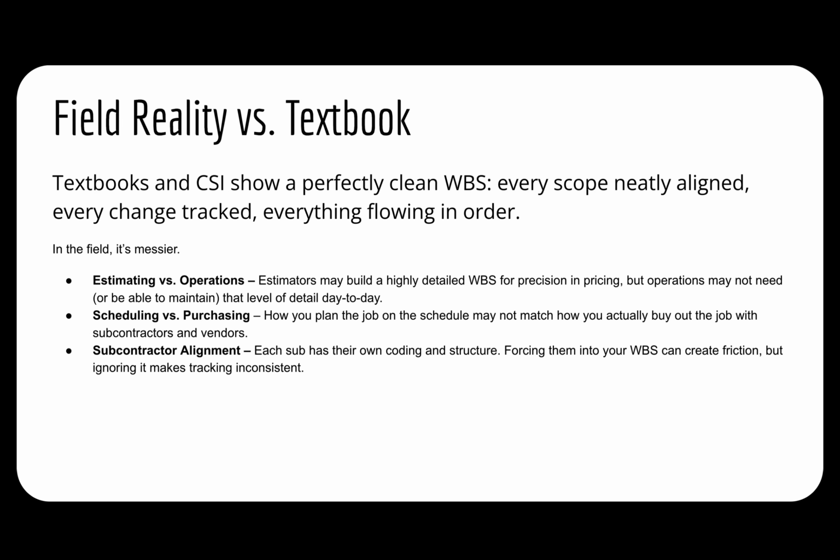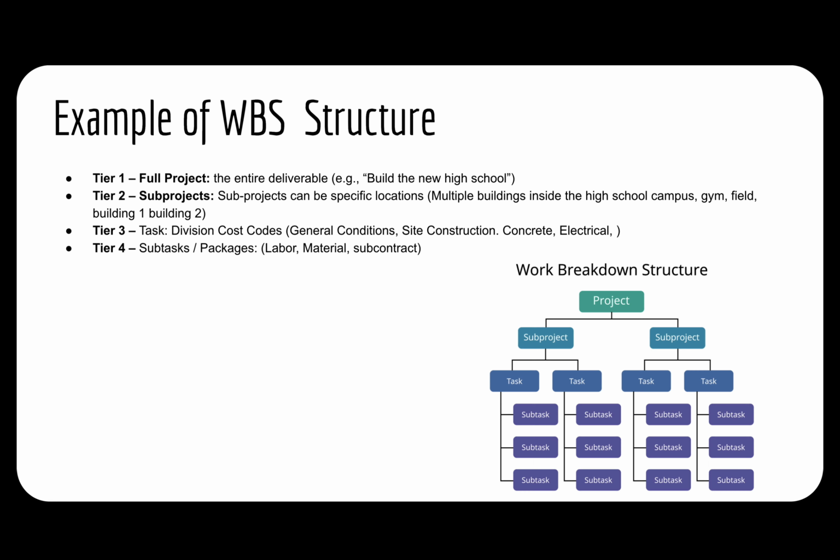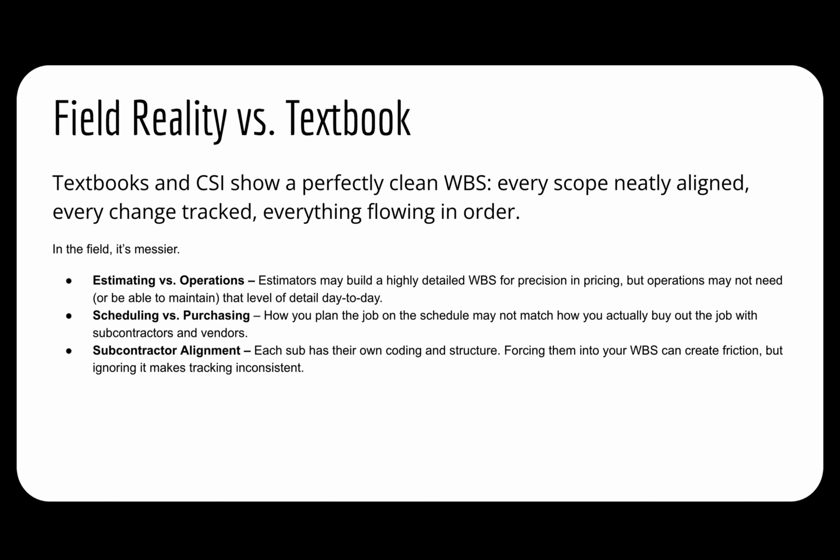This is where things get a little bit messy. In the textbooks, the CSI codes, WBS structure, every scope is neatly aligned and every change is tracked and everything is flowing in this type of order inside the WBS structure. Your estimates, your budgets, your accounting, they all perfectly align into this format. However, that's not always the case. When things go into the field, it gets really messy.